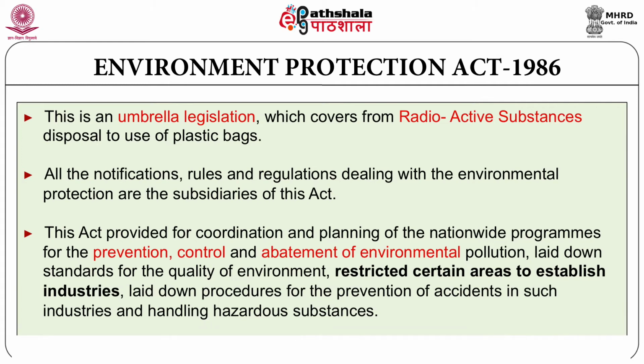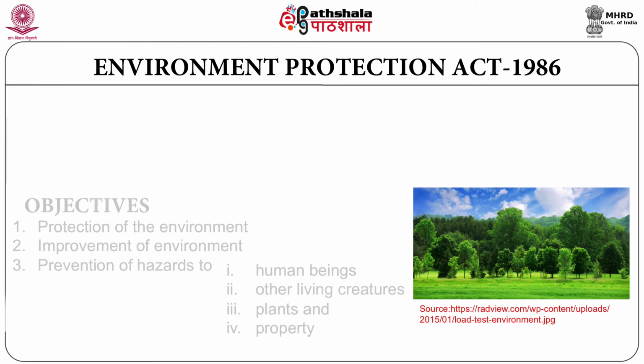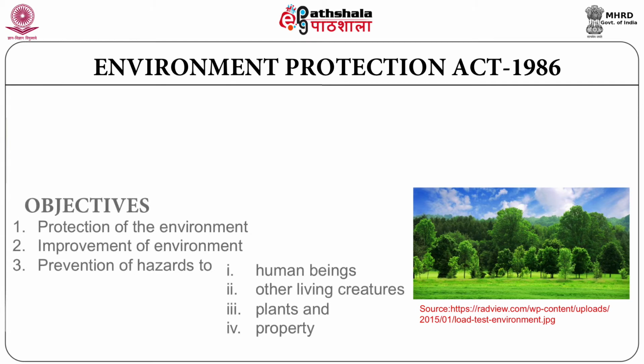It restricted certain areas to establish industries, laid down procedures for the prevention of accidents in such industries, and handling of hazardous substances. In fact, this act also spoke of developing the pollution control boards, that is Central Pollution Control Board, as an authority for overseeing and monitoring the pollution or looking into pollution control. And further, from this national body, we have the state pollution control boards also have been formulated. The objectives of this act were protection of the environment, improvement of the environment and prevention of hazards to human beings, other living creatures, plants and property.